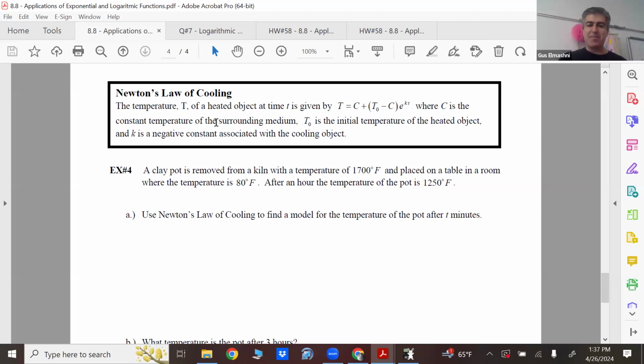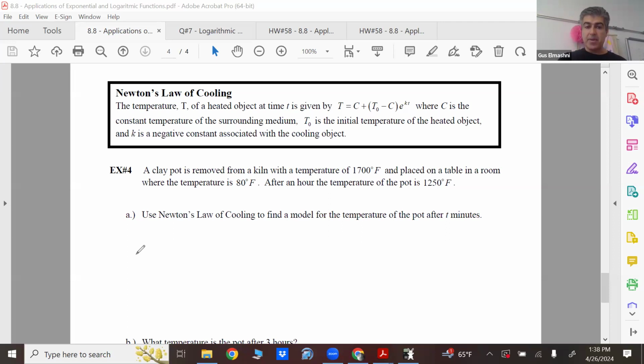So we'll say a clay pot is removed from a kiln at 1700 degrees Fahrenheit. No, dumb dad joke. Sorry. It's placed on a table in a room where the temperature is 80. So the room is 80 degrees, kind of warm. And after an hour, it cools down to 1250.